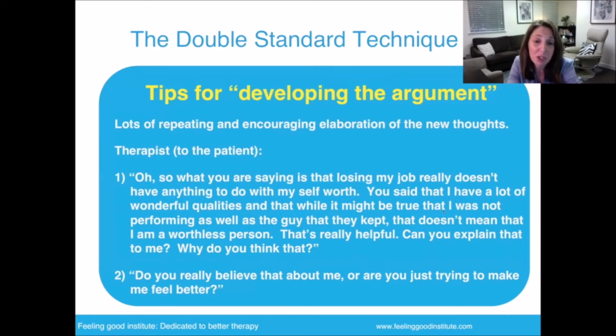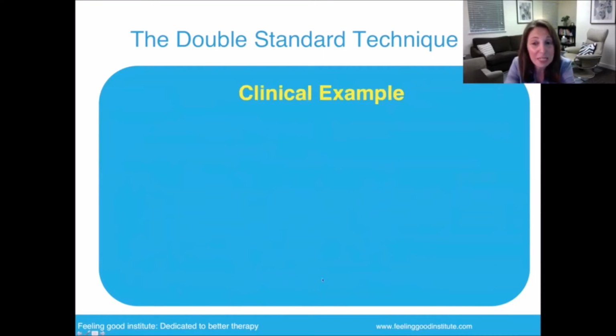And then what I might say in addition to, do you really believe that? Or I might say in addition to, can you tell me why that's true or tell me more about that? I might say, do you really believe that about me? Or are you just trying to make me feel better? Like, I'm not really interested in you randomly trying to help me feel better. I'd like you to tell me something that you really believe. So do you really believe that about me? And then ideally, if the patient says, yes, I do really believe that, I mean, that's totally true. I don't actually think that losing your job means that you're totally worthless. Then here you have them basically kind of committing to the fact that they really do believe this new positive thought. So let's take a clinical example here.